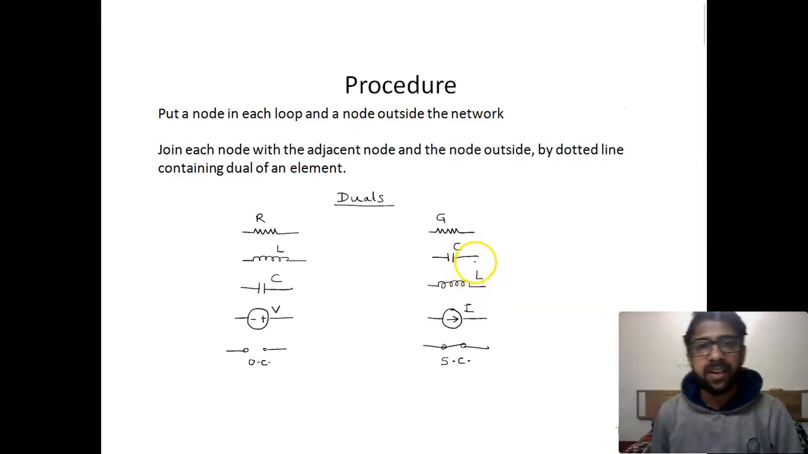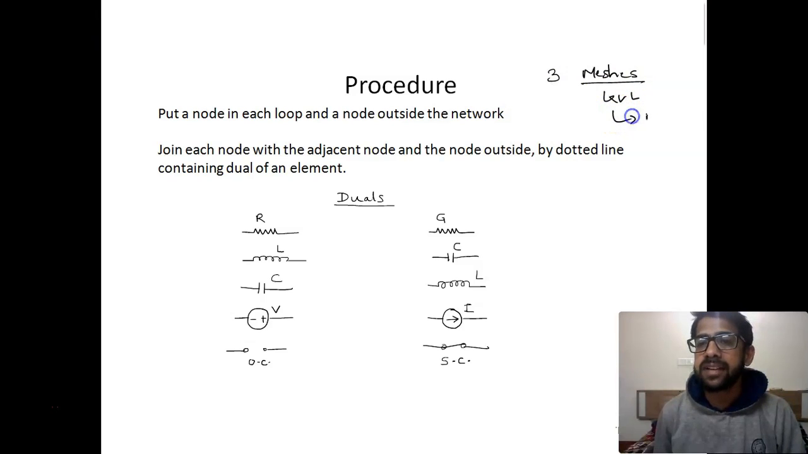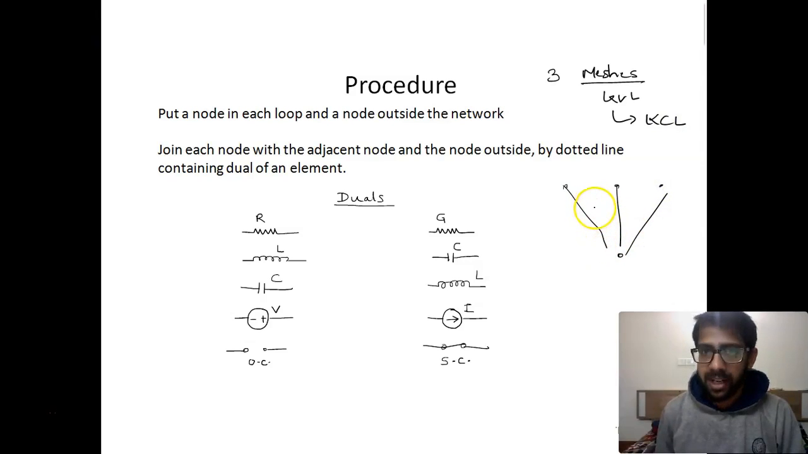So this is the summary of the procedure that we are going to follow when we have to make a dual. First, we need to put a node in each loop and a node outside of the network. Basically, if there are three meshes, you will get three equations out of KVL. To convert this into KCL, you will need three nodes and one grounded node so that you can get separate equations 1, 2 and 3 for current. So in these three meshes, you will put these three nodes and one node outside of the network.